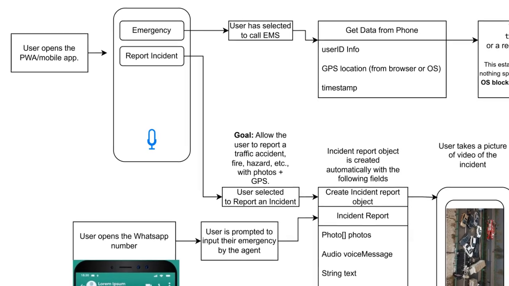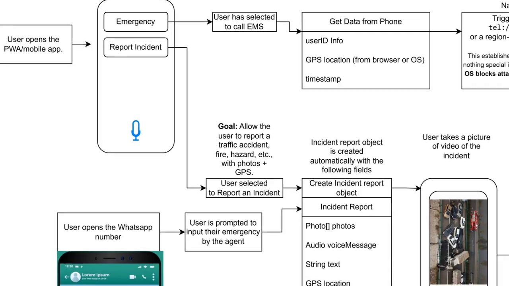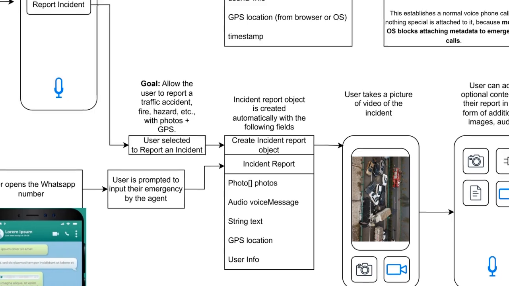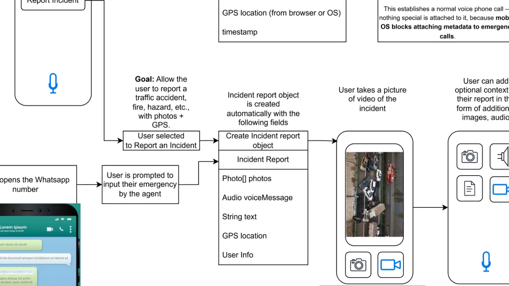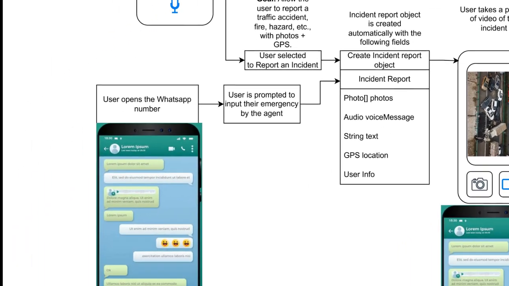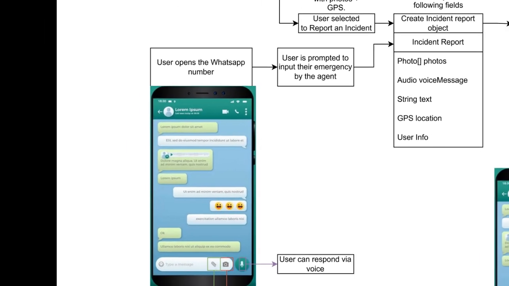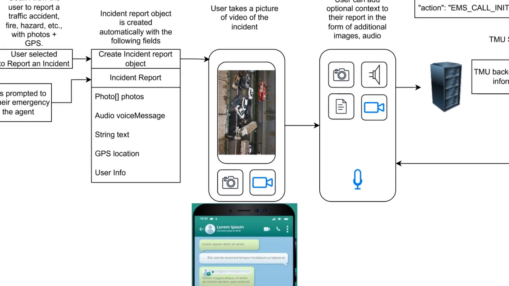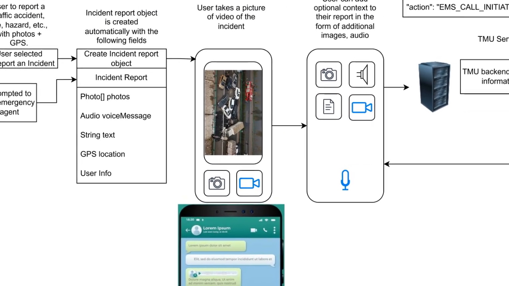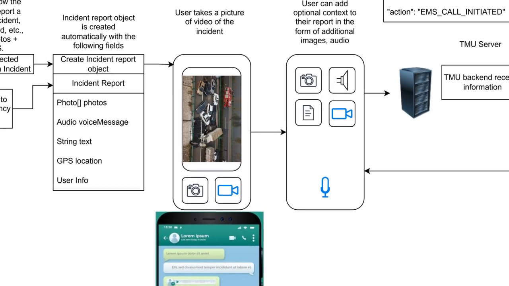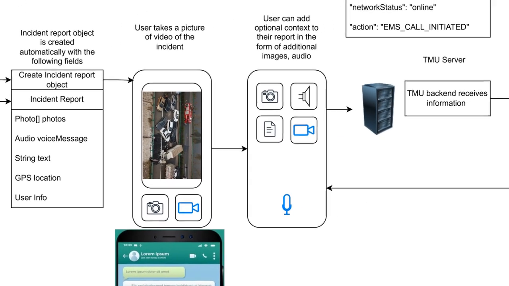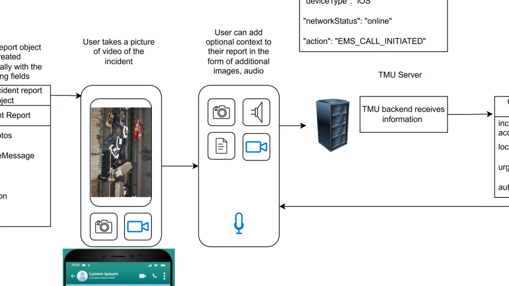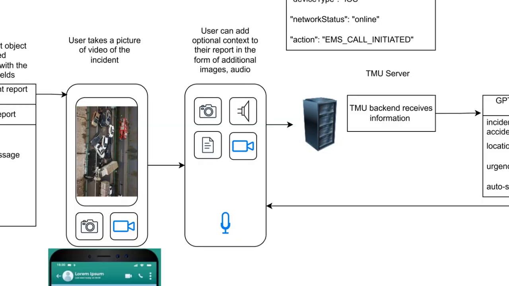If the user taps Report Incident or uses a voice command to indicate the same, an incident report object is instantly created. An incident report can also be submitted through a dedicated WhatsApp number in the same manner. The user is then prompted to take a picture or video of the situation. A picture or video is the base requirement to submit a report. However, users have the option to add more context, such as multiple images, videos, audio, or text.